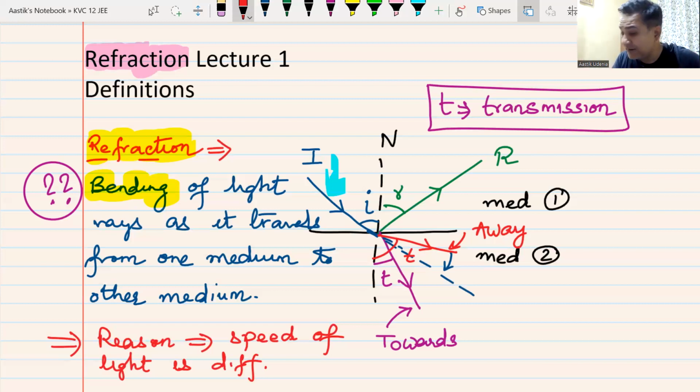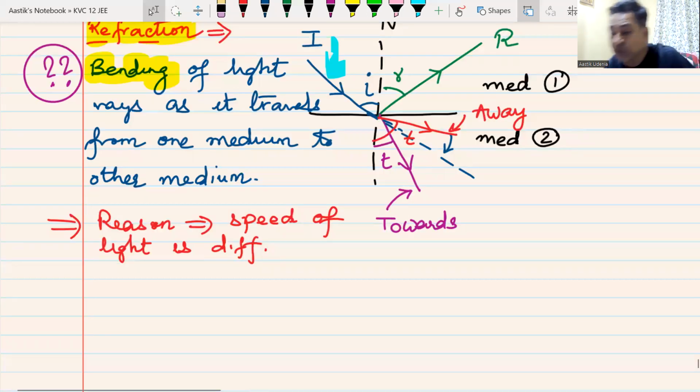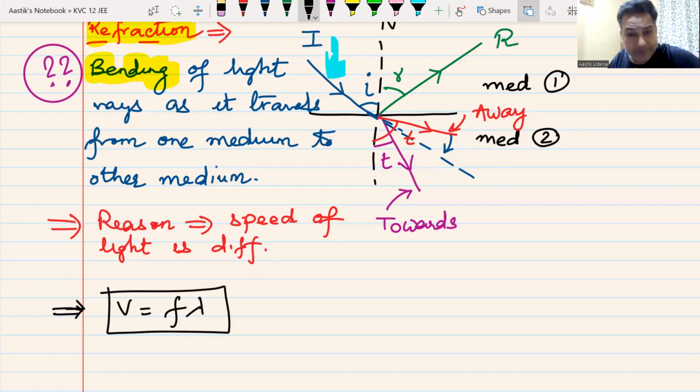So, because of the difference in the speed of light from one medium to another medium, when light moves from one medium to other medium, the speed of the light changes, and because of this change in the speed of light, it will bend. Now, what all things change when the medium changes? So let us write it here. We must know this formula. V is equal to F lambda, yes or no? We know this formula, where V stands for the speed of the wave, F stands for the frequency, and lambda stands for the wavelength. Do we understand this? Yes or no?